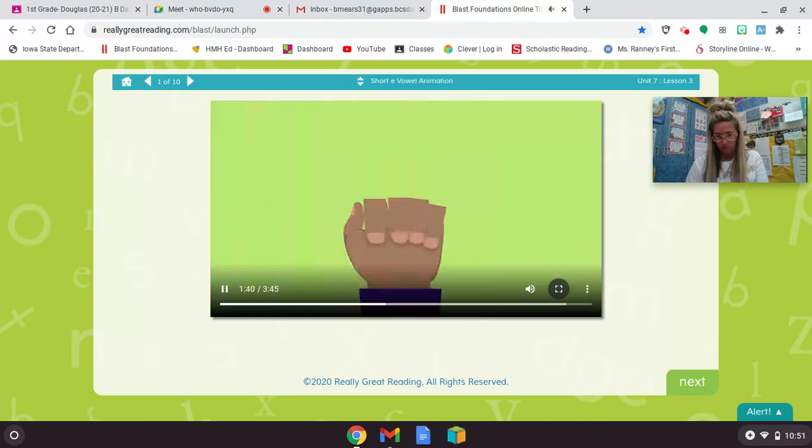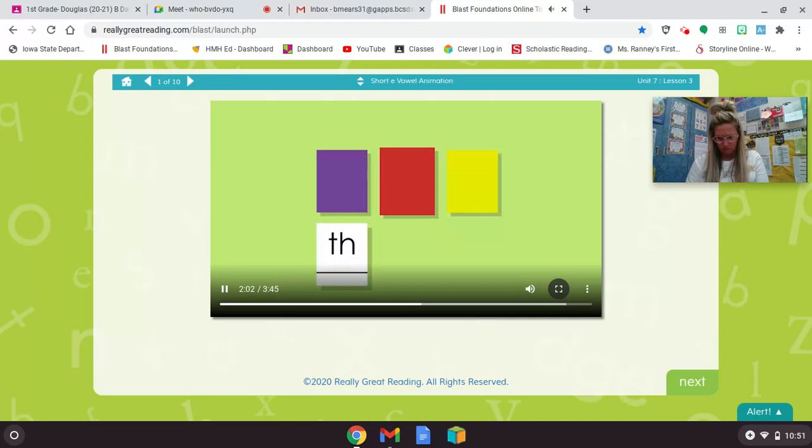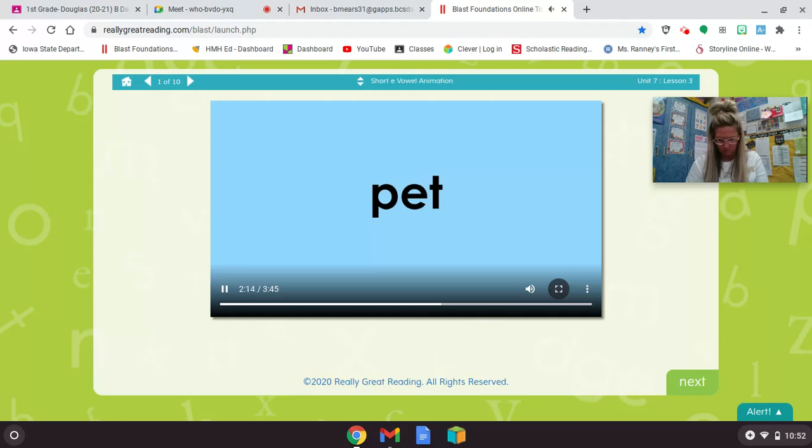Let's think about another word. Think about the word then. How many phonemes are in this word? Then. There are 3 phonemes, so we would put down 3 color tiles. The vowel phoneme is the short E phoneme. Now we can use our letter tiles to build this word. TH is the digraph TH. E is the vowel letter E. And N is the letter N. Then.